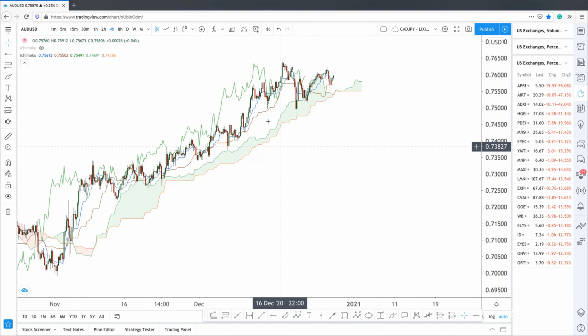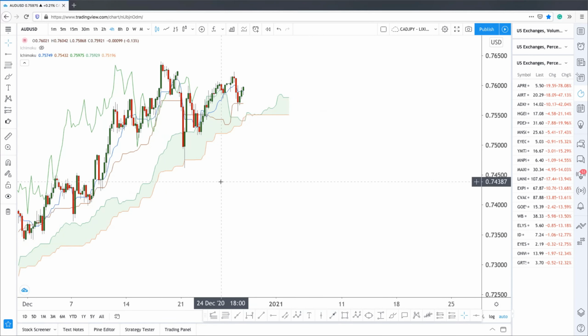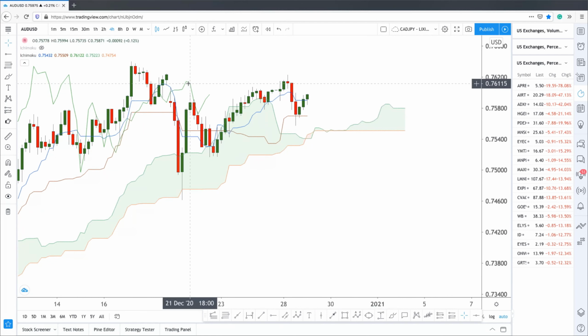For Ichimoku, you can see here your Chikou span. Let me just zoom in. The Chikou span is above the cloud. When it's above the cloud, it means that it's bullish. You have this Kumo, and your Kumo is also green. The Tenkan Sen holds above the Kijun Sen as well.